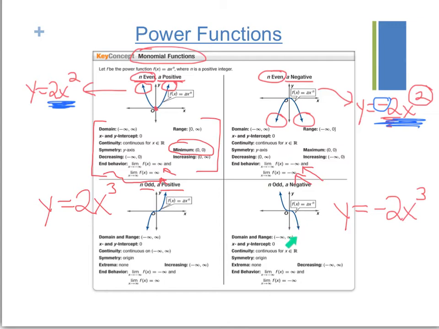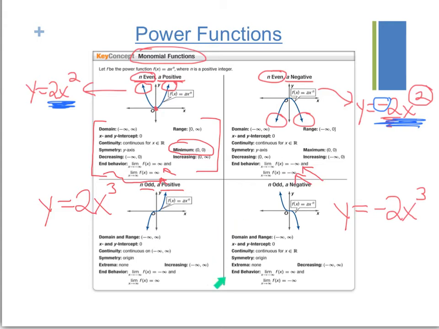So here, as x approaches positive infinity, our end behavior is going to approach negative infinity. And on the left side, as we approach negative infinity, our end is going to be pointed towards positive infinity.